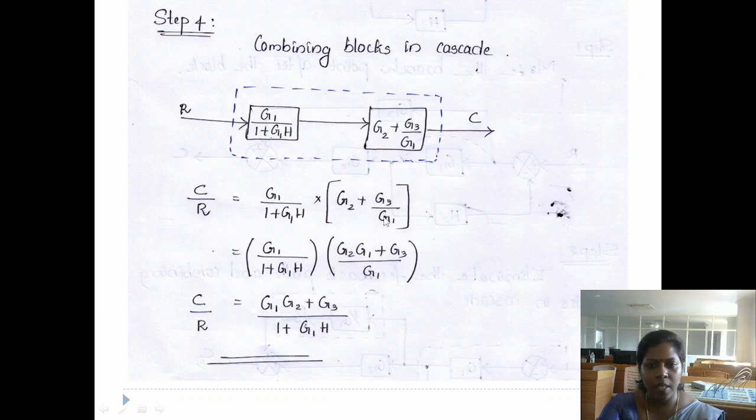G1, by taking the LCM and cancelling G1. Here we can cancel these 2 G1. Then we will get G1 G2 plus G3 divided by 1 plus G1 H as the answer C by R. That is the transfer function.